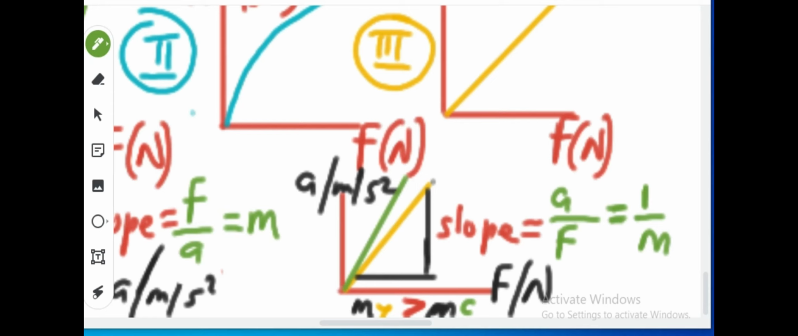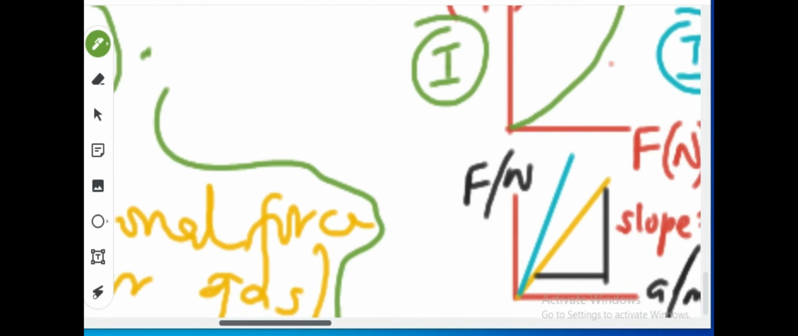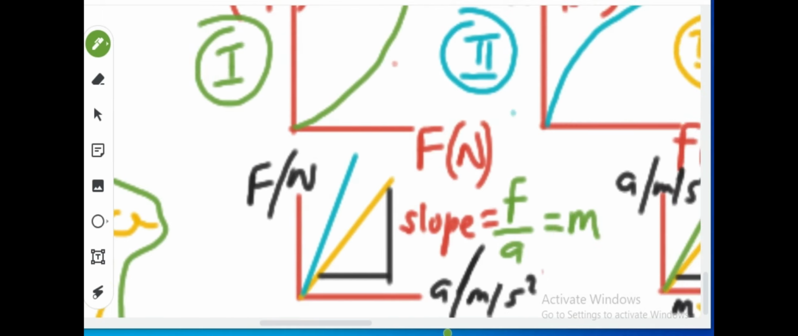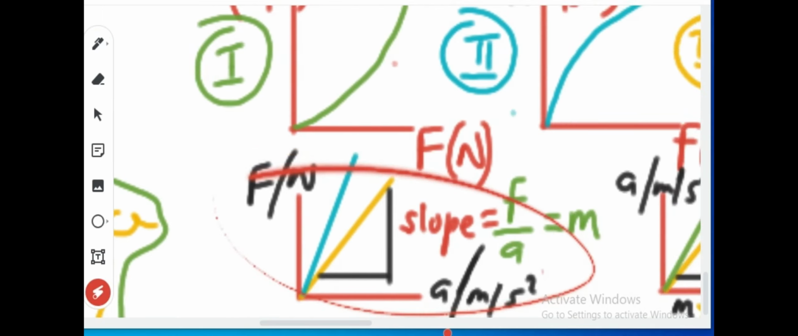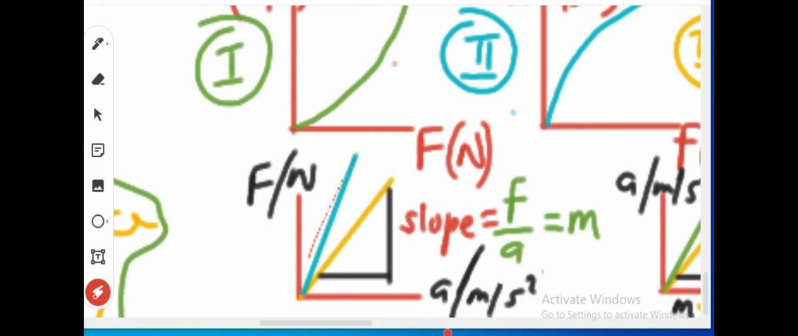Can this really fit in here? Alright, how about this other one? What did you say about this other one? The blue one is steeper, so it has a higher mass because it is force against acceleration, which gives directly mass.